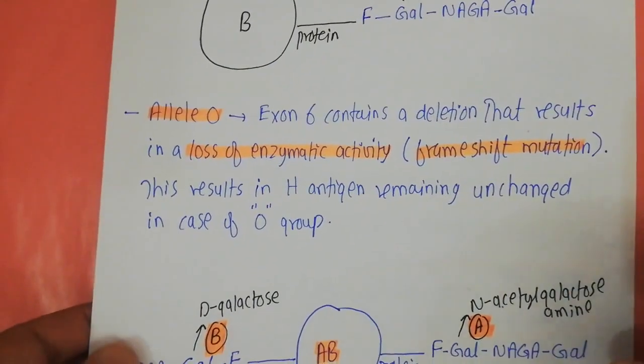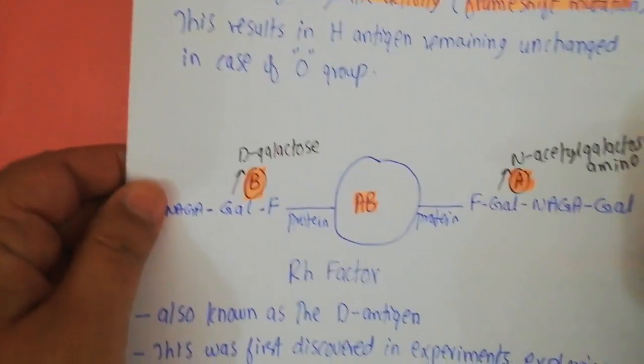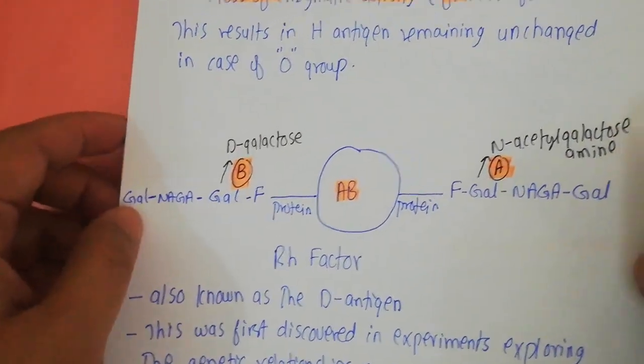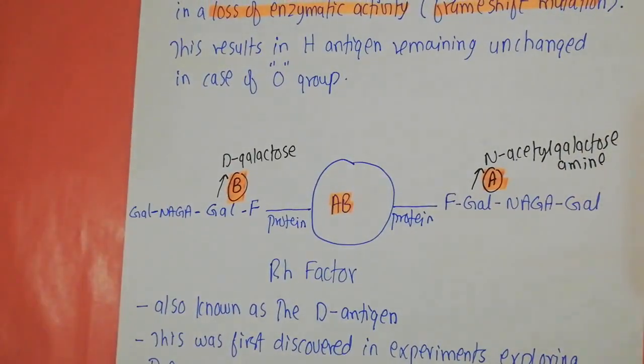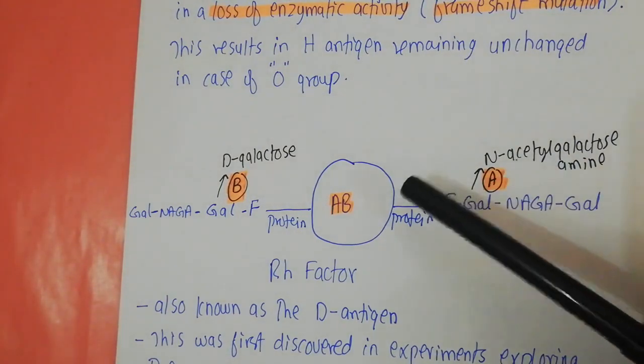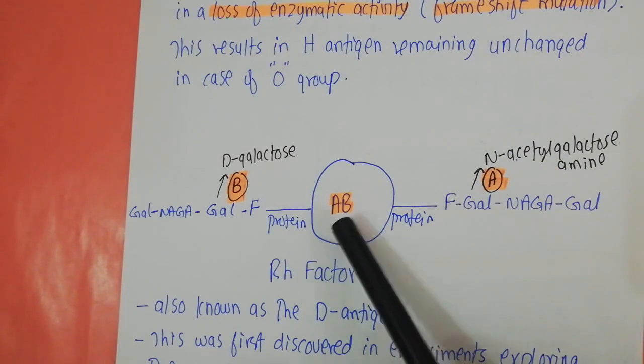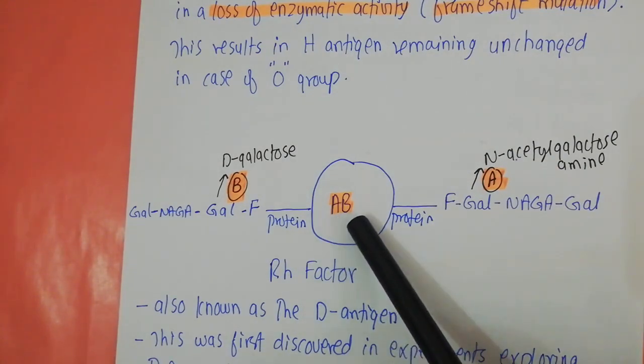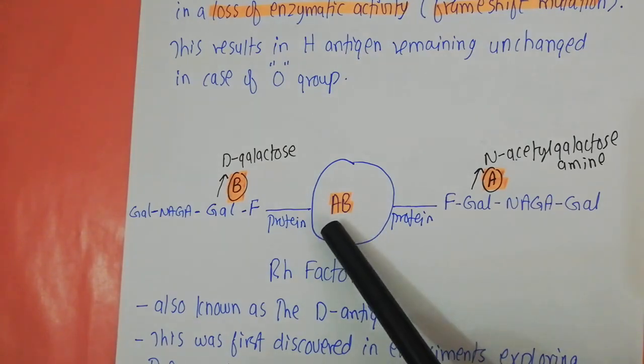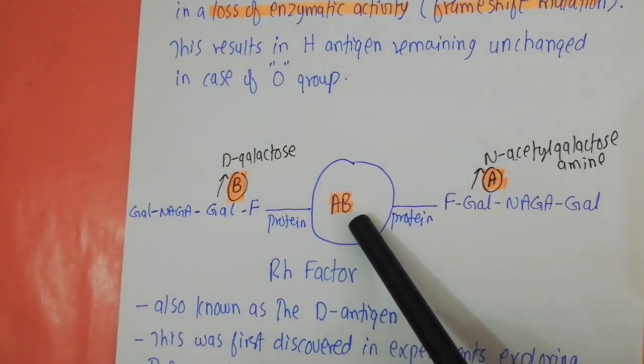When you talk about individuals having the AB blood type, this means that the individual whose blood type is AB has both allele A as well as allele B in their genome. They have got both of them: allele A and allele B.